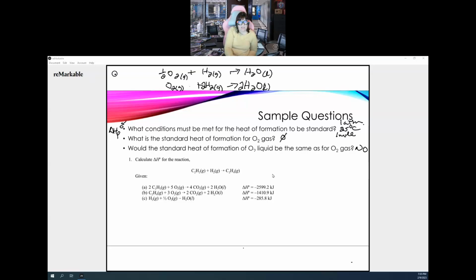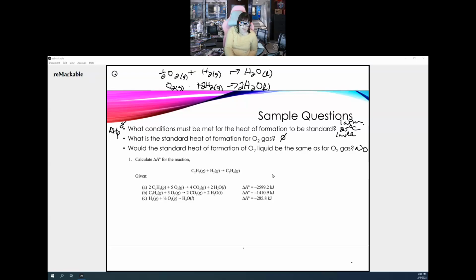Now this last question: calculate delta H naught for the reaction C2H2 gas plus H2 gas goes to C2H4 gas. I'm going to do that given the information below. 2 C2H2 gas plus 5 O2 gas goes to 4 CO2 gas plus 2 H2O liquid, and that's delta H naught of negative 2599.2 kilojoules. C2H4 gas plus 3 O2 gas goes to 2 CO2 gas plus 2 H2O liquid. Delta H for that is negative 1410.9 kilojoules. And H2 plus half of an O2 goes to H2O liquid, and delta H for that is negative 285.8.